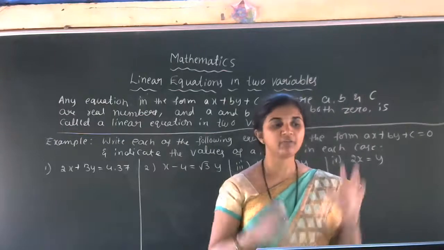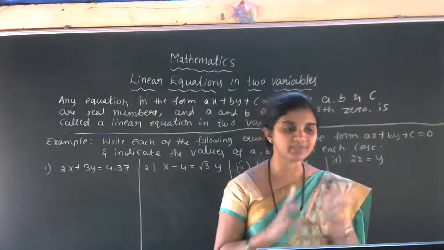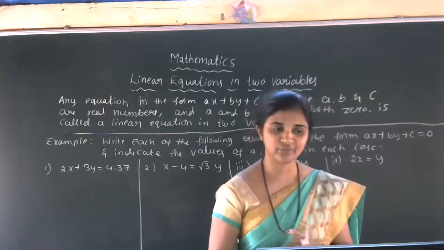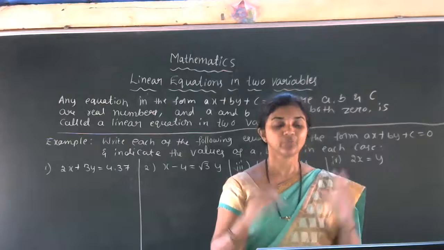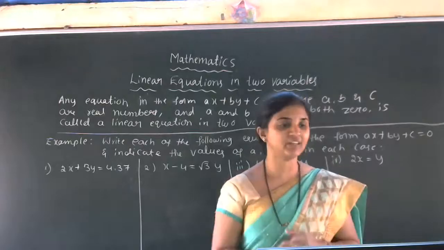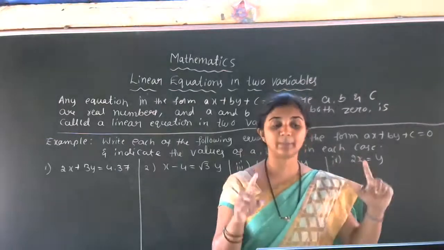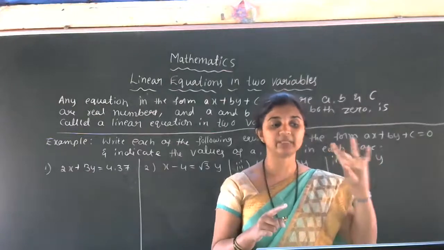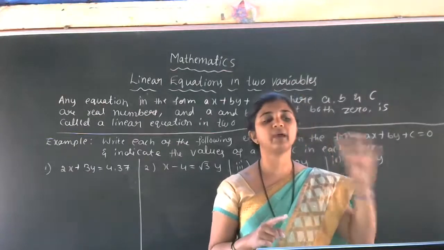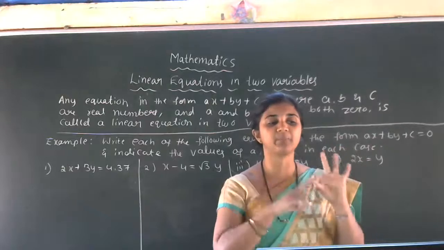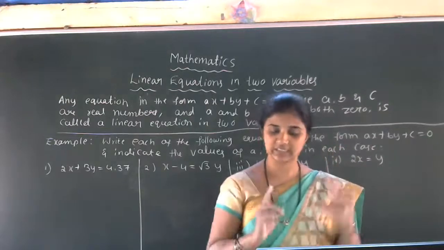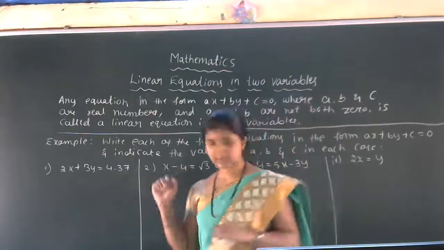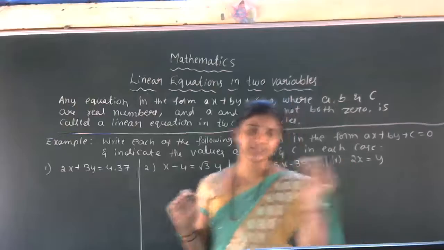Now we have to discuss the problems related to this basic introduction part of linear equations in two variables. Some equations are given in the question. We have to represent that equation in the form ax plus by plus c is equal to 0, then write the values of a, b, c in each case. Is that clear? Before starting the example problem, we'll see the definition once.